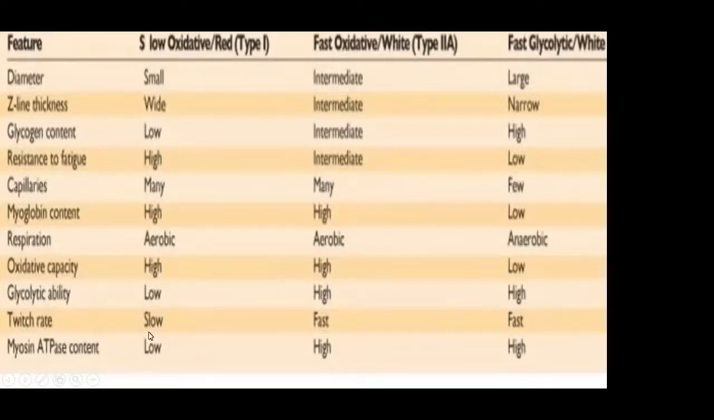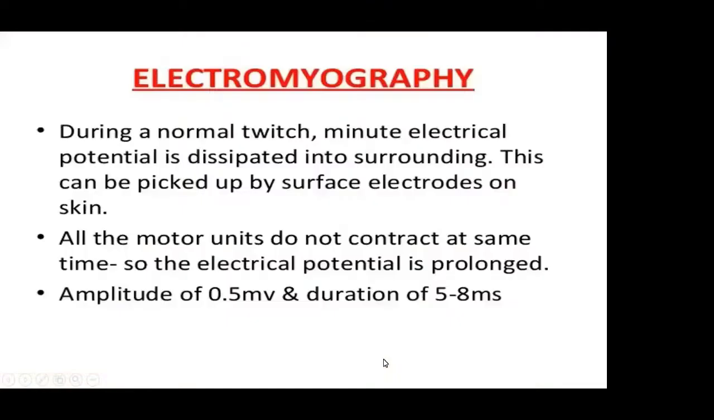Twitch rate is slow in the slow fibers, while it is fast in the rest. Myosin ATPase content is low in the slow fibers, while it is high in the fast fibers.